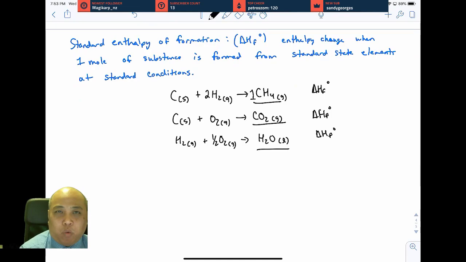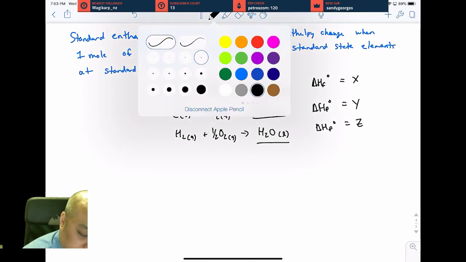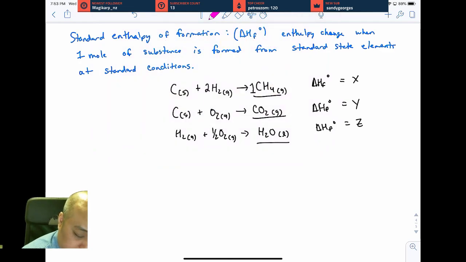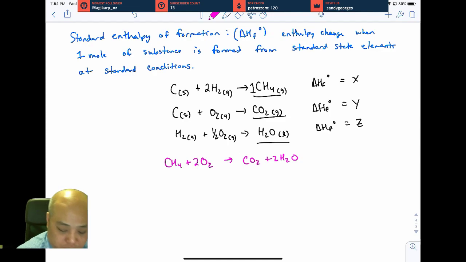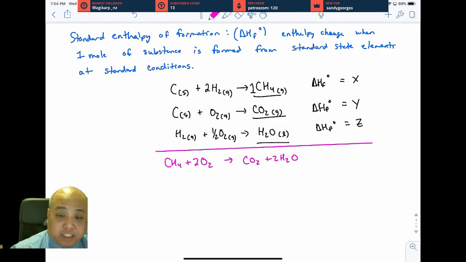So how does this work with Hess's law? Well, let's say this is X, Y, and Z for our delta HFs. Now, let's pretend the reaction you're trying to get is this. If this is the reaction, you can use those 3 reactions that are given to you to figure out what the delta H of the reaction is based on Hess's law.